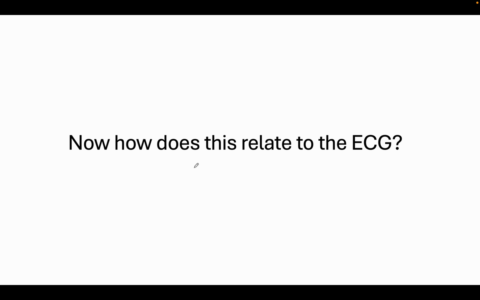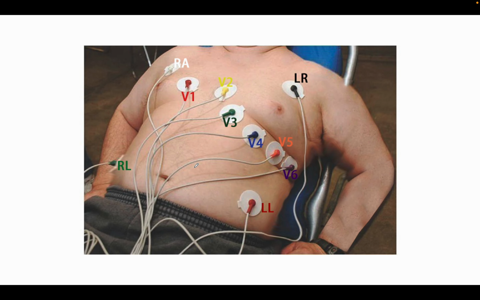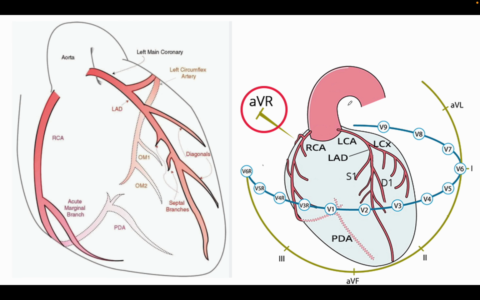So how does this relate to the ECG? Well, if we go back to our lead placements, we can see the precordial leads look at measurements of the anterior wall and the lateral wall as the leads are placed laterally. The limb leads look at the other myocardial territories, including the lateral and the inferior territories. So this is a diagram that visualizes it quite nicely.